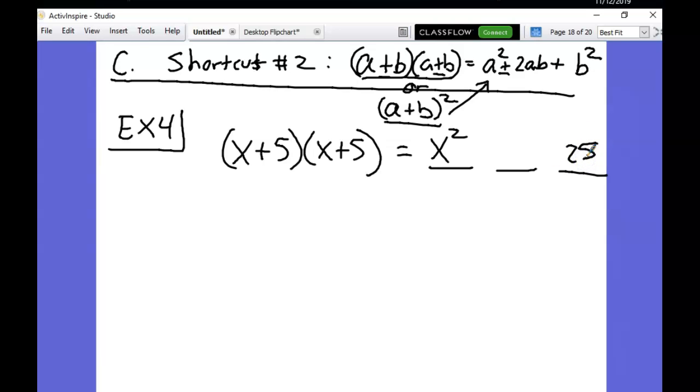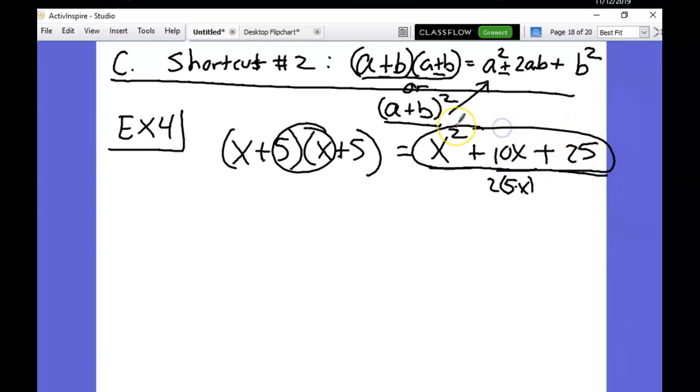The middle term comes from multiplying these together and doubling it. What would that give me? 5x, 5 times x, and then double it. What would that give me? 10x. This one is always positive. This one will be whatever these signs are. What are the signs? They're positive. So there's your final answer. Okay?